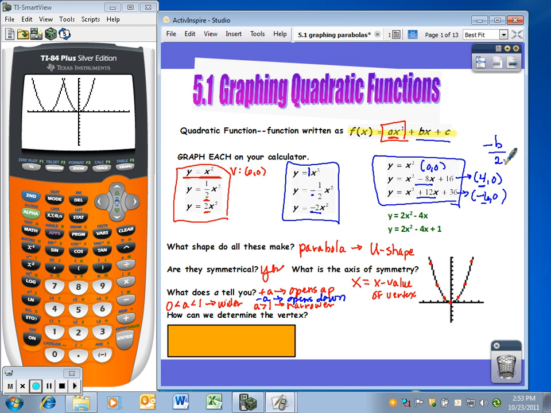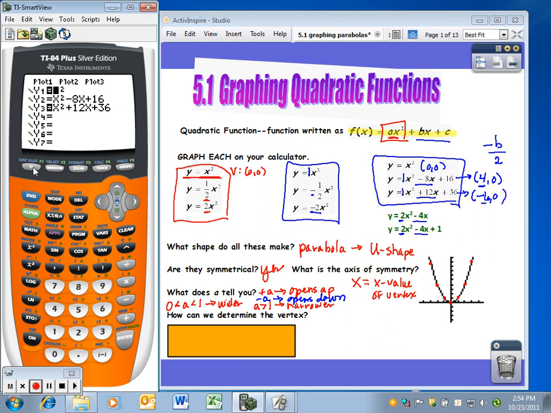Let's see if that holds true when I have a coefficient other than 1. So notice I kept my b terms both at negative 4x, and let's see if that a has a difference. So here I want 2x squared minus 4x plus 0. Just a moment. Let's clear this one out. There we go. 2x squared minus 4x.